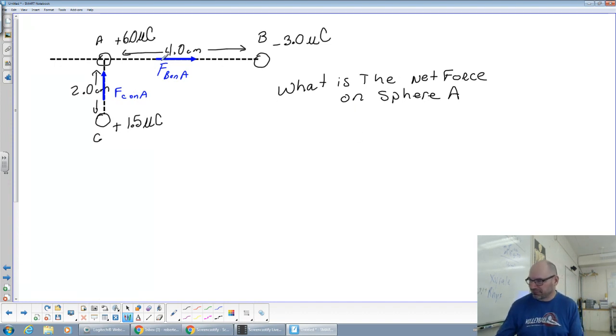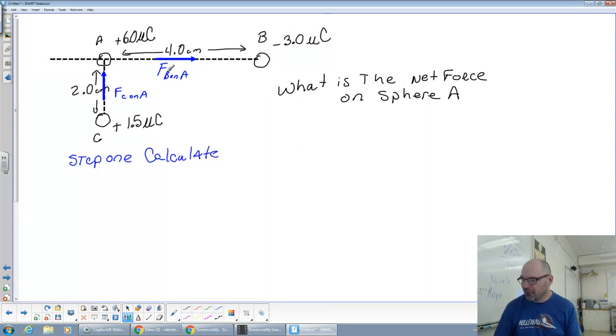Okay, so that's the 2 forces. What we have to do is take these 2 forces and then do a vector diagram after that. The first thing, step 1, is to calculate force B on A, and then calculate C on A. We know the directions are based on our diagram. So the force that we're going to get is going to be going to the right in our diagram.